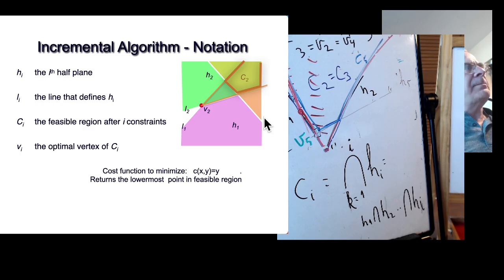Yeah, so in the animation, you see I'm adding H3, bounded by the line, and C3 will be everything in this polygon or everything in this wedge. I think that the example on the whiteboard is more successful.